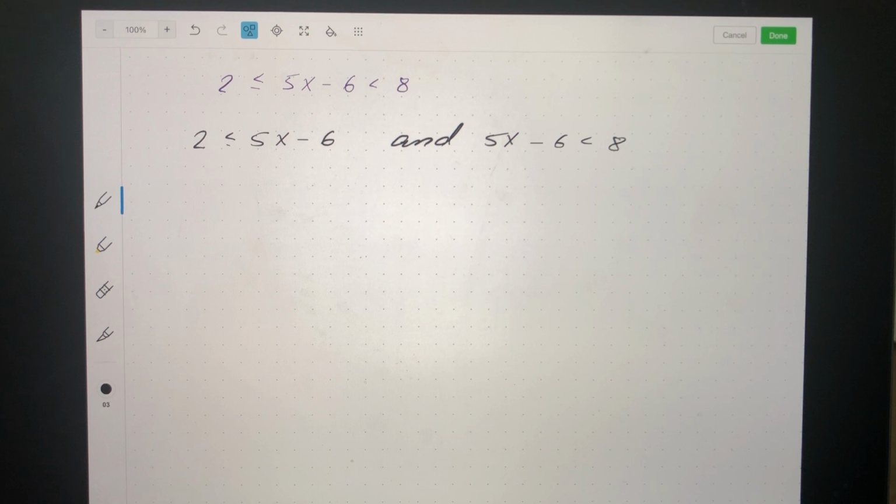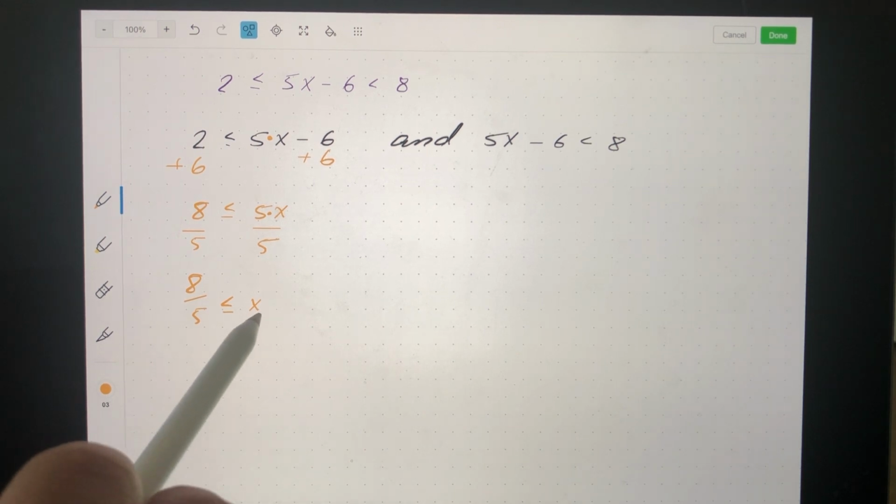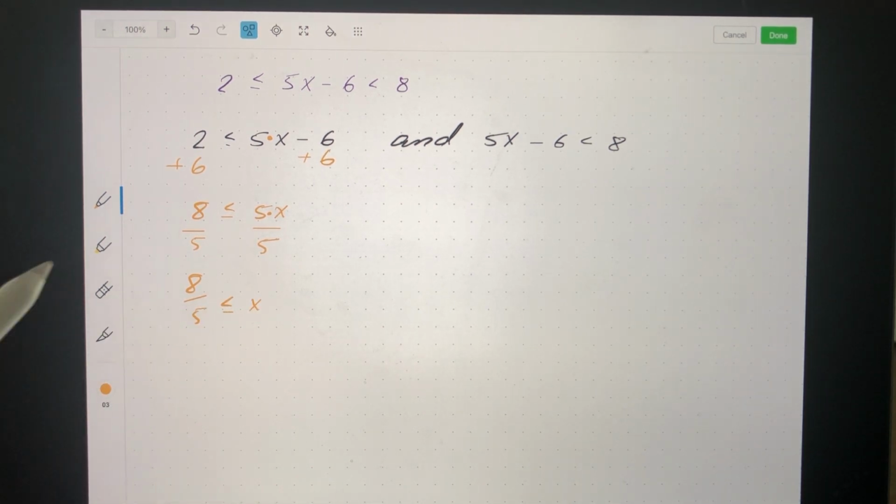So solving each one separately, to undo the negative 6, we add 6 to both sides. That makes 8 less than or equal to 5x. To cancel times 5, we divide by 5. Since we are dividing by a positive number, the inequality sign remains the same. We usually read this answer from the x, so this means x is greater than or equal to 8/5. In other words, we could rewrite it as x greater than or equal to 8/5.